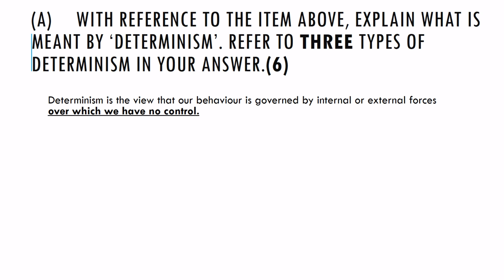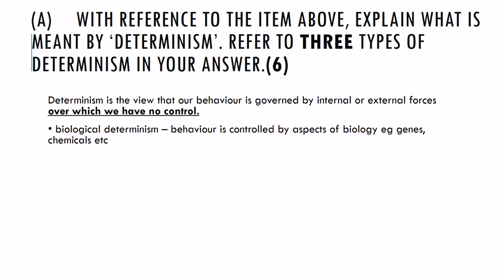So pause here, read through all of your definitions and add in, if you haven't got it, that we have no control over it. And that is related to all of your definitions. Most of you didn't do that. It sounded like you were more talking about the nature-nurture debate. So we've got biological determinism: behaviour is controlled by aspects of biology, of which we have no control over. And depression runs in families.